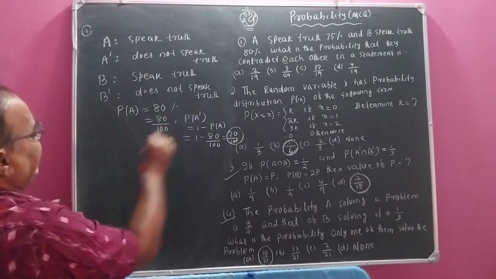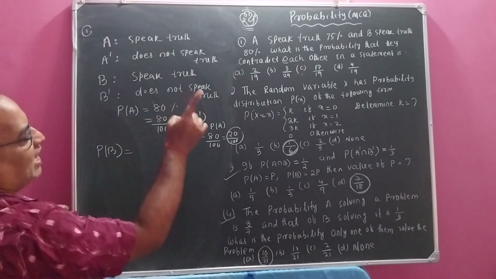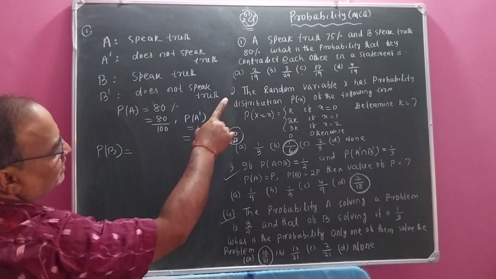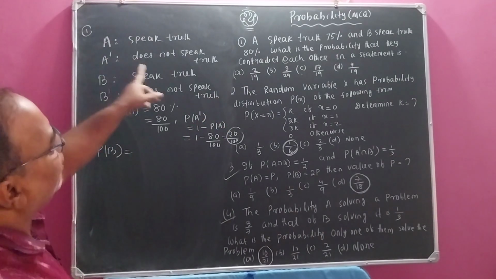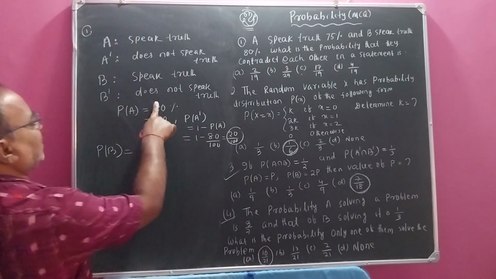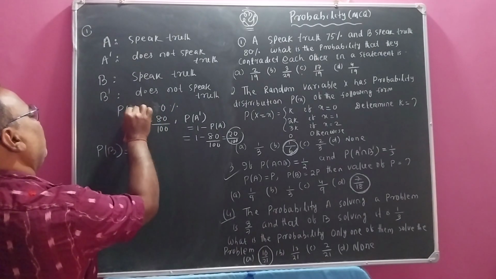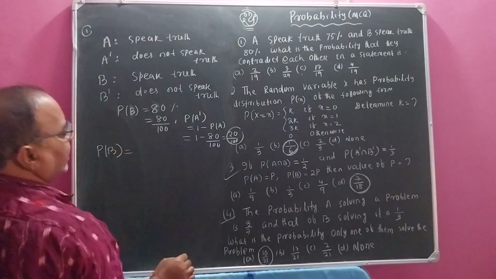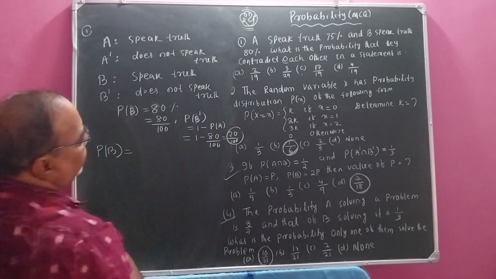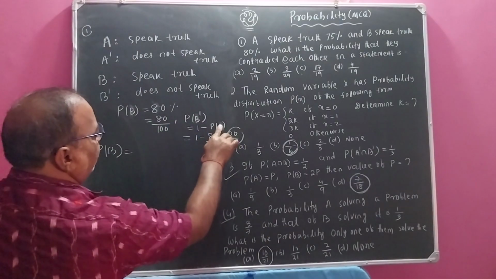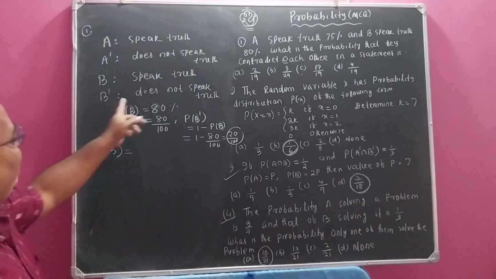Given probability of B is given as 80%. Okay? Probability of B dash. Writing probability of B dash. Here it is probability of B dash. Okay? Probability of B is 80%.